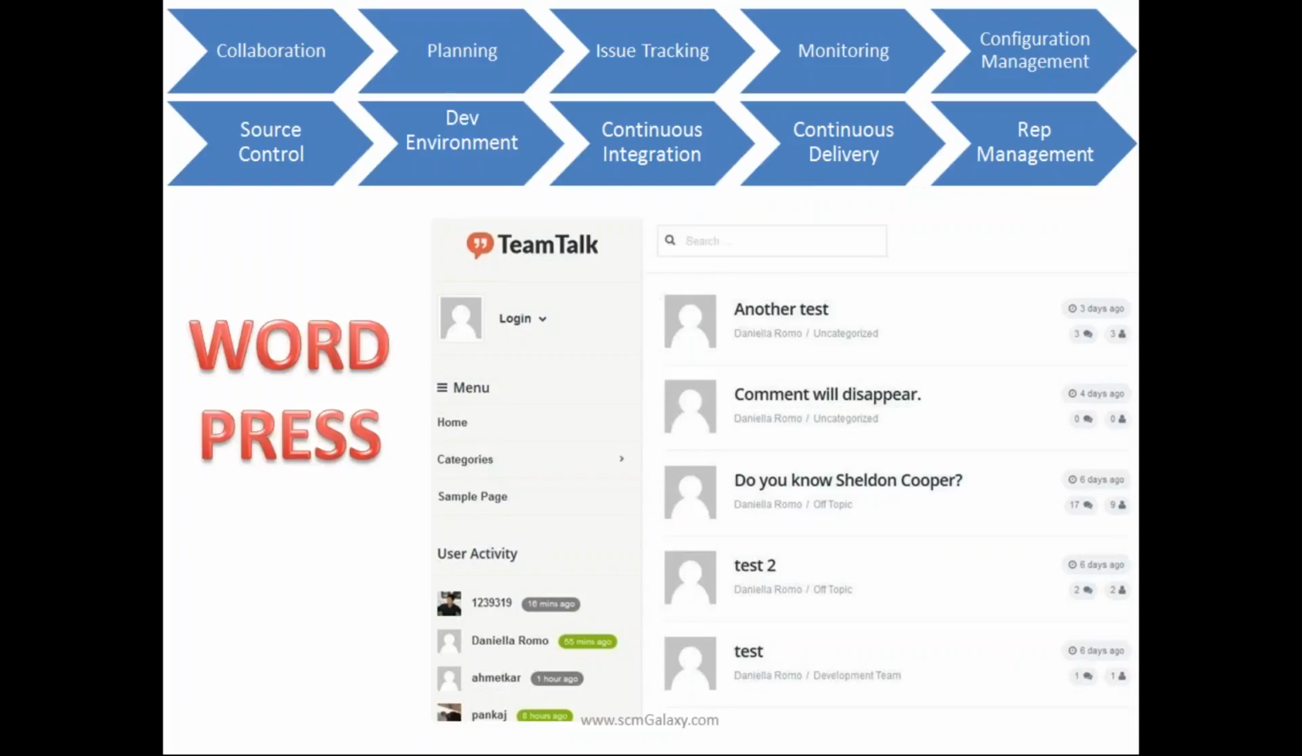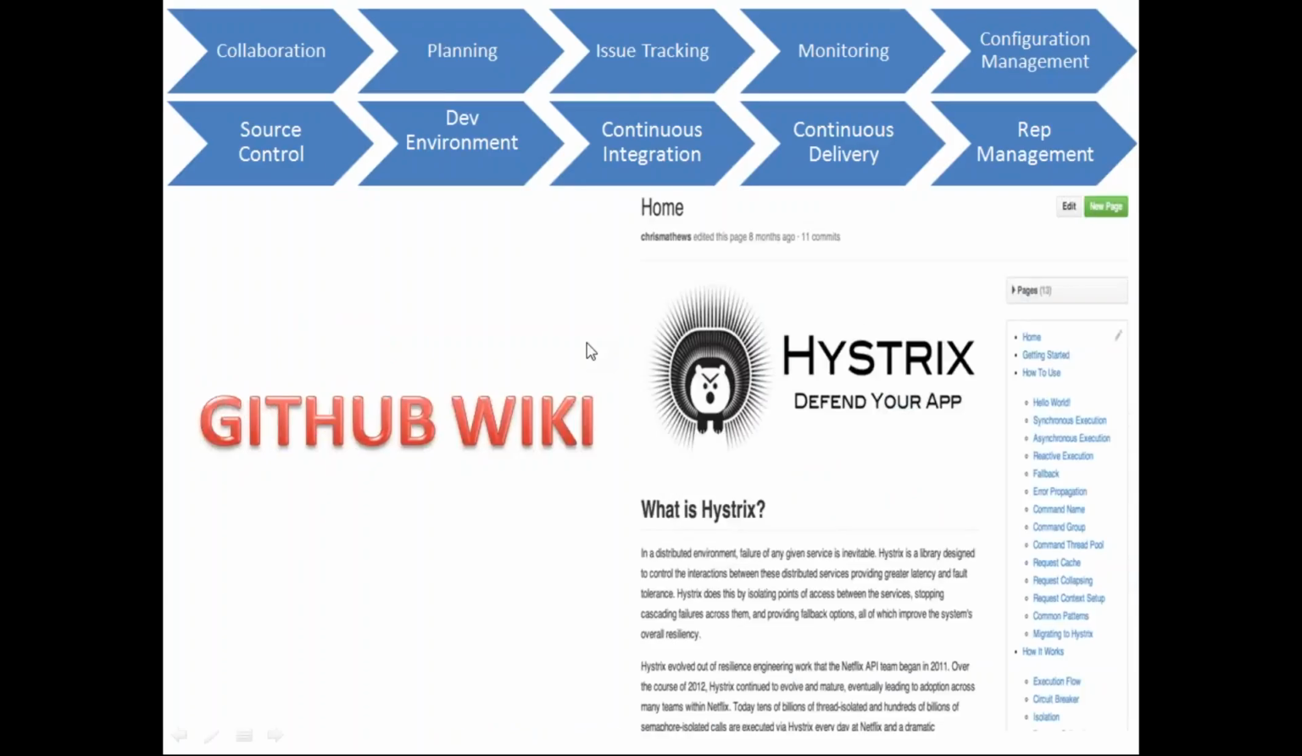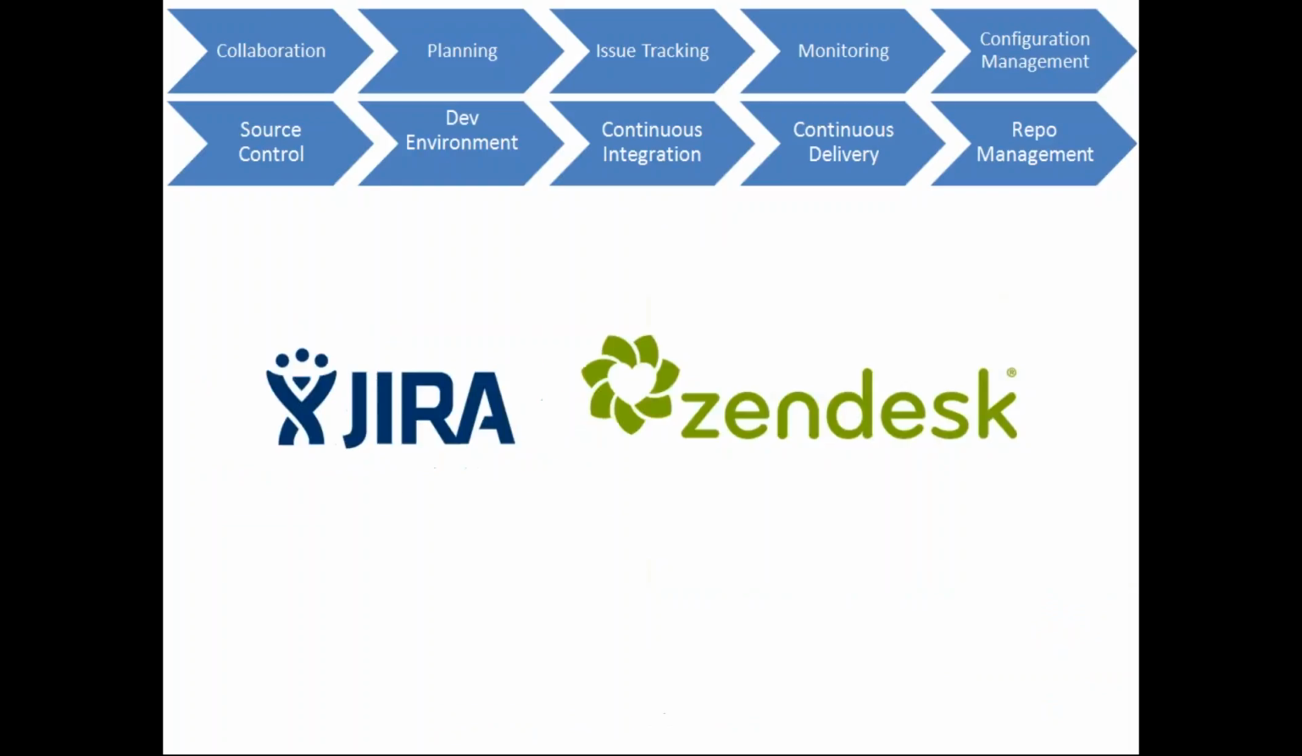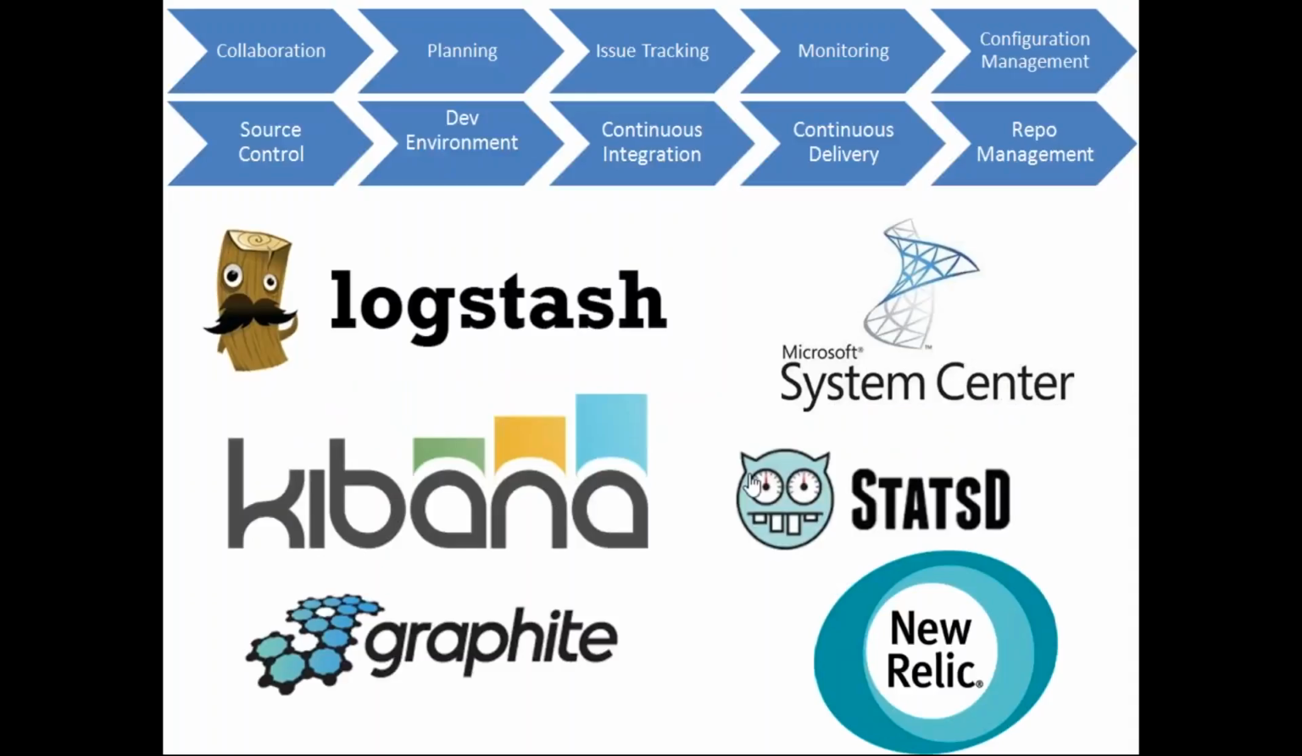Some of the tools are for sharing learnings, and as I said, learning by sharing. One very popular platform is WordPress. Also we have GitHub wiki. We have some planning tools like Trello and Visual Studio Online. We have some very popular issue tracking tools, including Jira and Zendesk. We have some monitoring tools as well, starting with Logstash, Kibana, New Relic, and things like that.